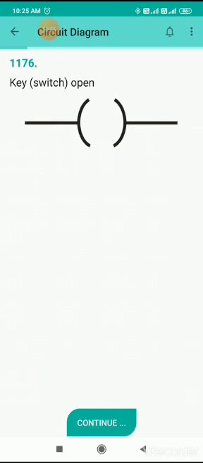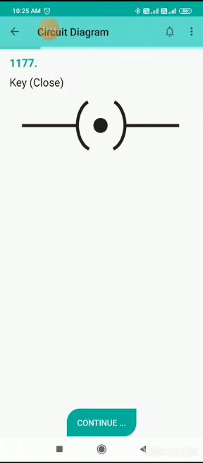This is what? This is a key, or you can say a switch. It is now open. When it is open, electric current can't pass. When it is closed, electric current can pass through the circuit. This is a closed key.